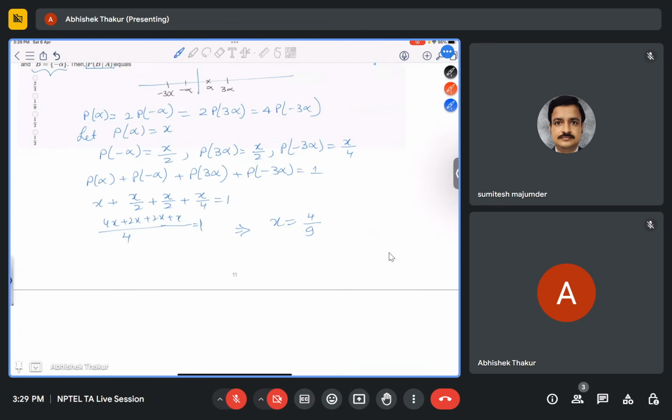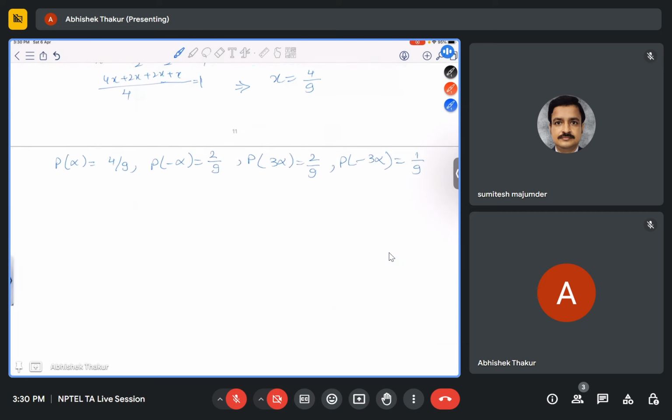We get the probability of alpha as x, so that is equal to 4 by 9. The probability of minus alpha is equal to 4 by 18, so we can write it as 2 by 9. The probability of 3 alpha is also equal to 2 by 9. And the probability of minus 3 alpha is equal to 1 by 9, because that is x by 4. So we have got all the probabilities.